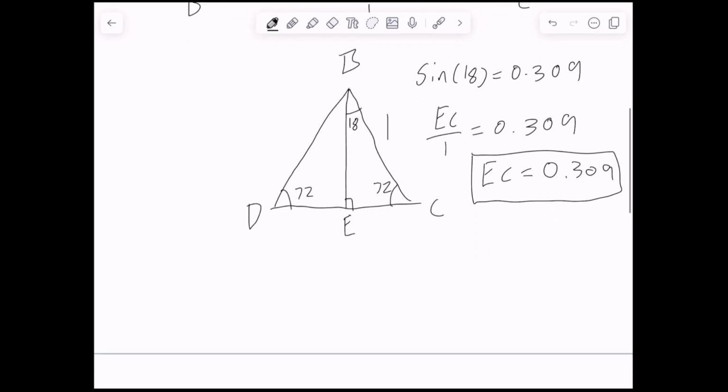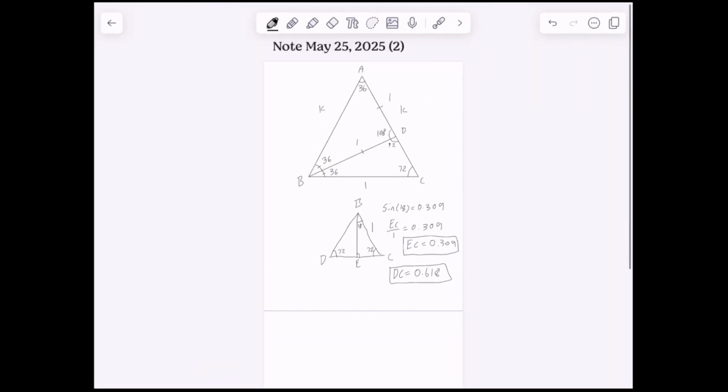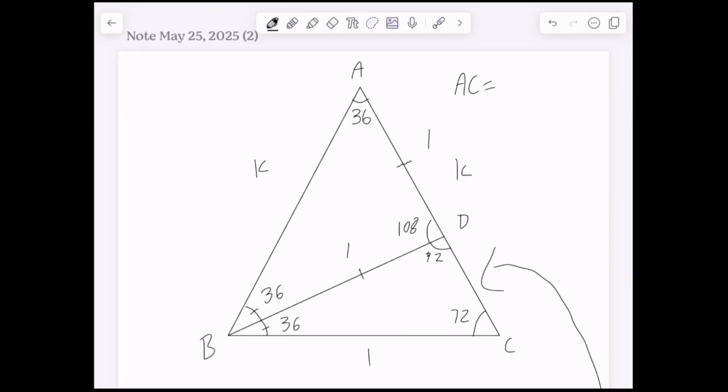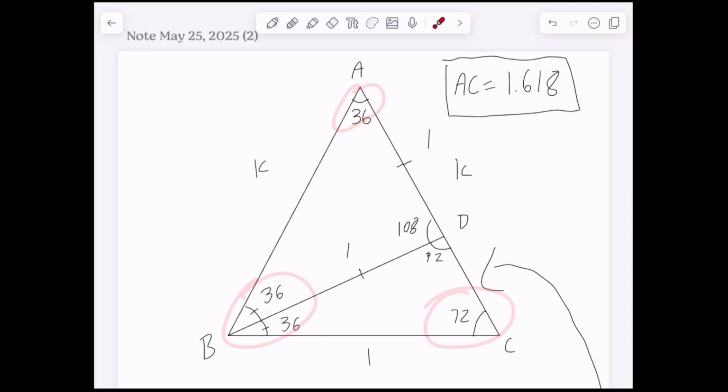So now we just multiply it by 2 to get side DC. So DC equals 0.618. So now to find the entire thing, we can add 0.618 to 1 to say AC equals 1.618. And my goodness, it's the golden ratio. So from this solution, we can determine that in an isosceles triangle with 36, 72, and 72 degree angles, the ratio of the long side to the short side is going to be 1.618, or the golden ratio.